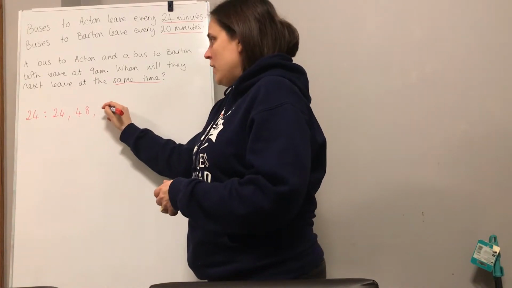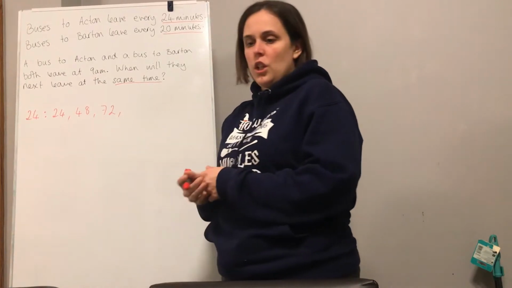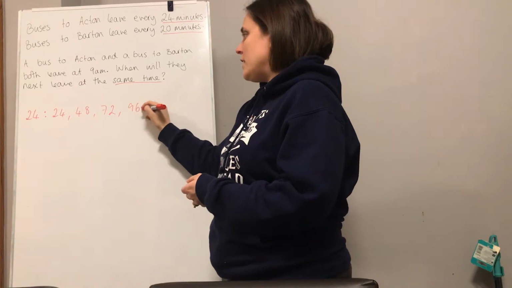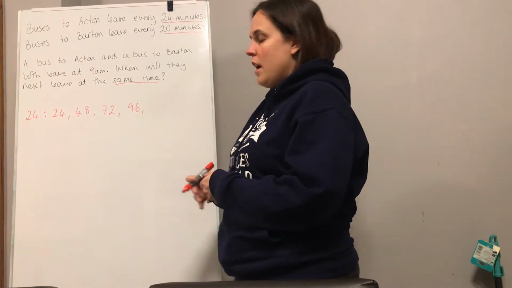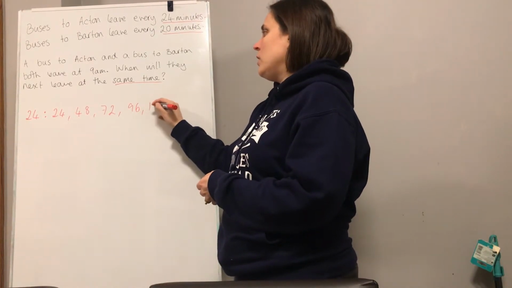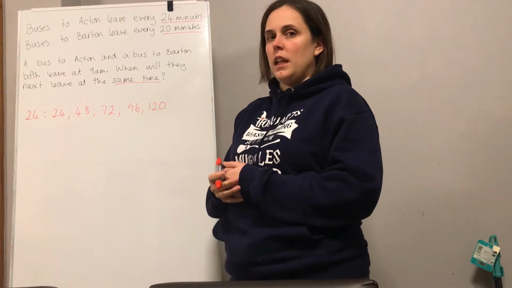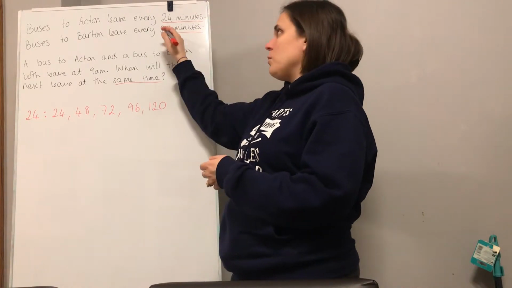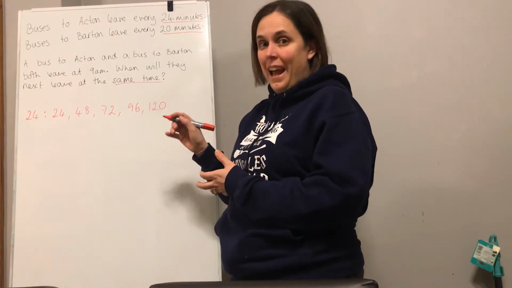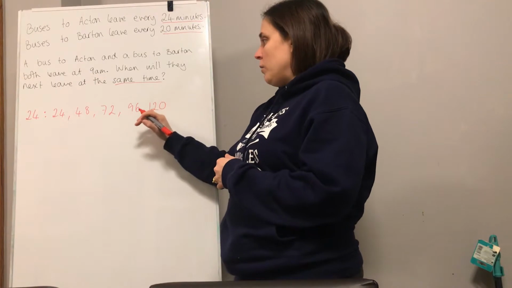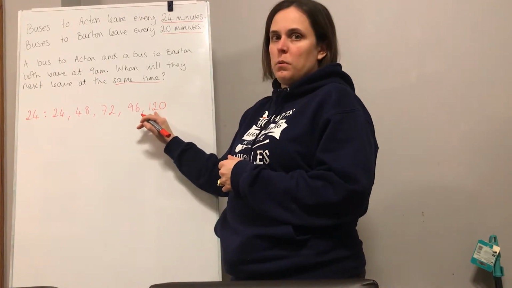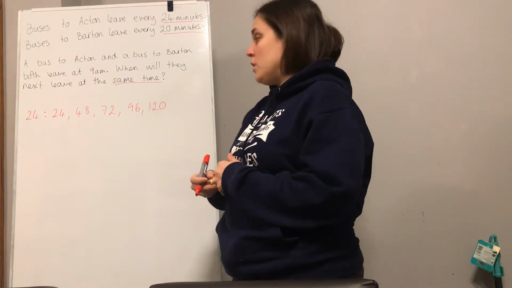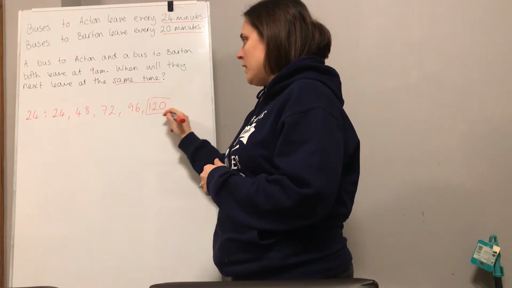The next one, 3 times 24 is 72. Still no good. 4 times 24 is 96. That's still no good. And 5 times 24 is 120. So we've got the 0 we were looking for, but is it also divisible by 2? We know it's divisible by 10, but is it divisible by 2? Well, 12 is divisible by 2, so 120 must be divisible by 20. So there is our number.